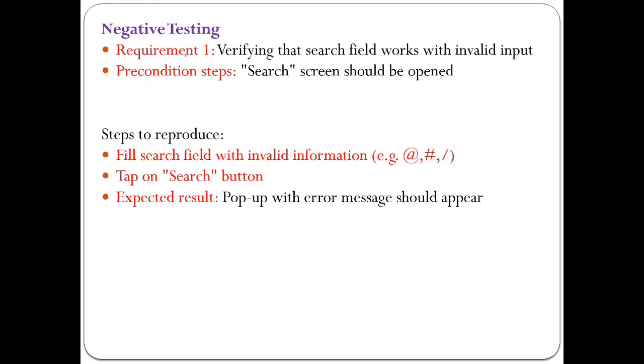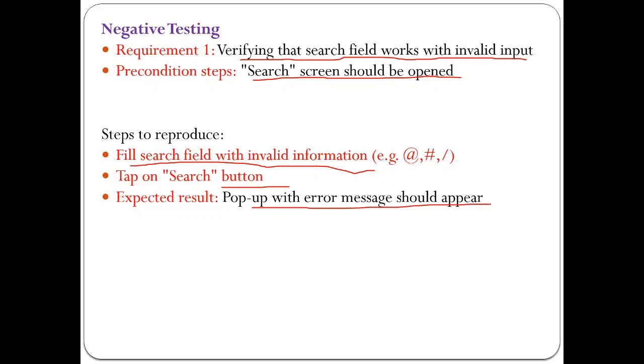Another example. This example we have seen for positive testing. Now what can be the negative testing for this? There is a field and you need to check it for invalid data, where the search screen is already open. So you are going to fill the search field with invalid data, and you are going to click on search. A pop-up with an error message should appear. Some notification should be displayed to the user about what mistakes they are making.